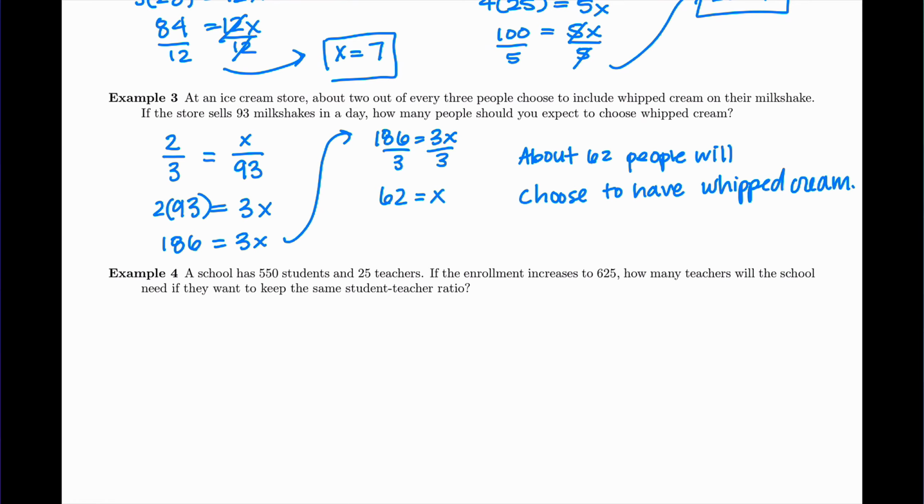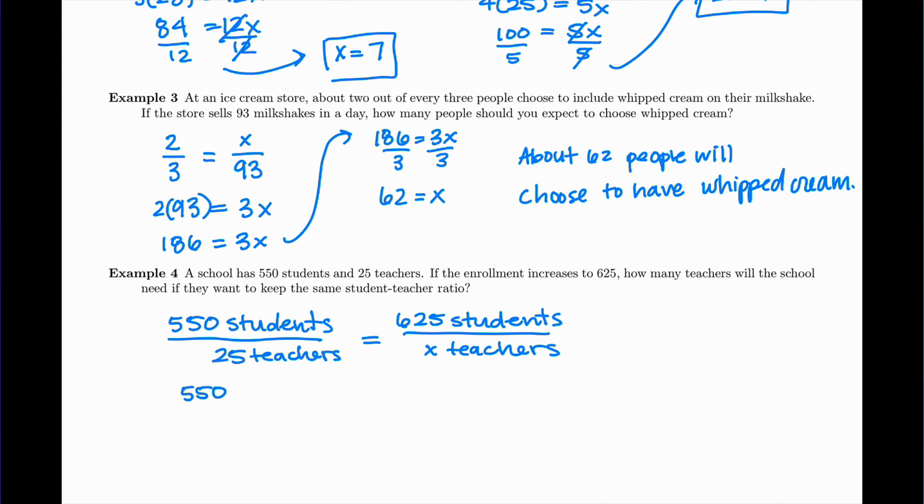Okay, let's look at example 4. A school has 550 students and 25 teachers. If the enrollment increases to 625 students, how many teachers will the school need if they want to keep the same student-teacher ratio? So let's look at the student-teacher ratio for now. It's 550 students and 25 teachers. We want to keep the same ratio, so we can set up a proportion. The enrollment is going to be 625 students, and we want to know how many teachers that corresponds to.